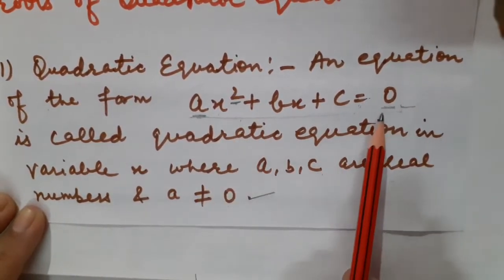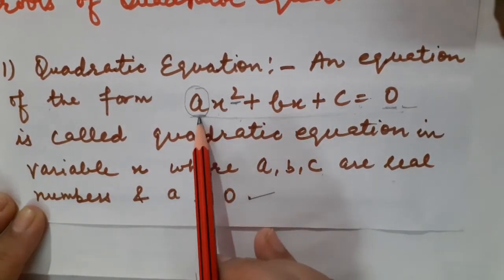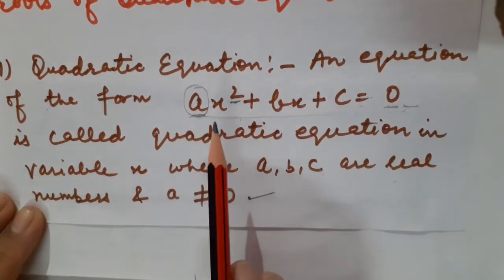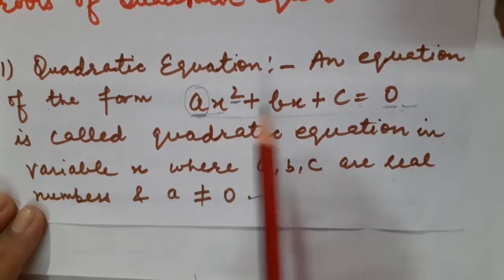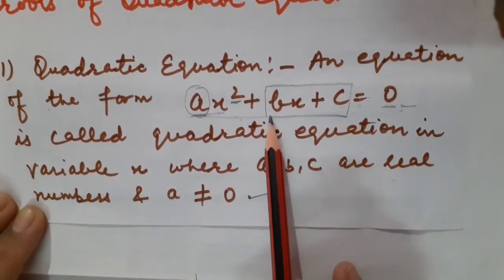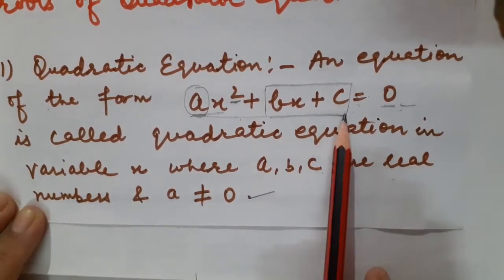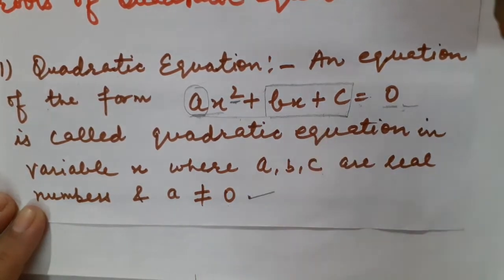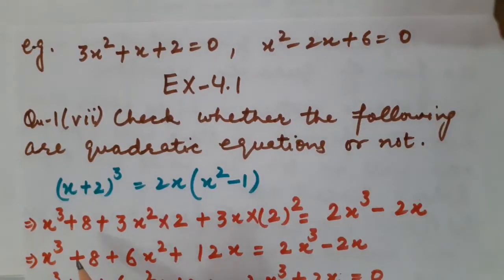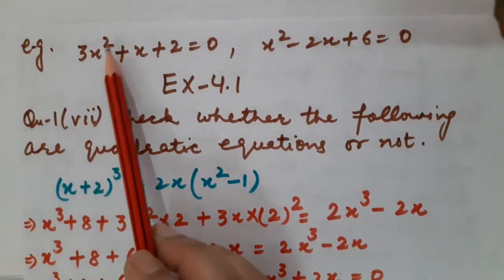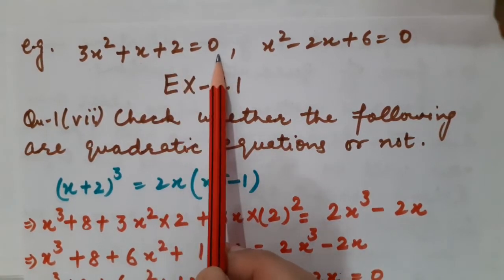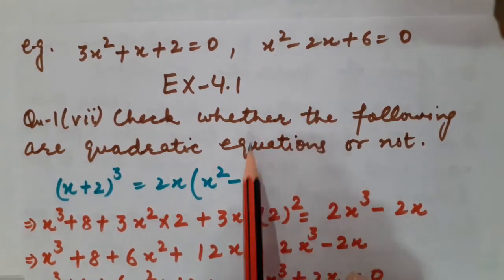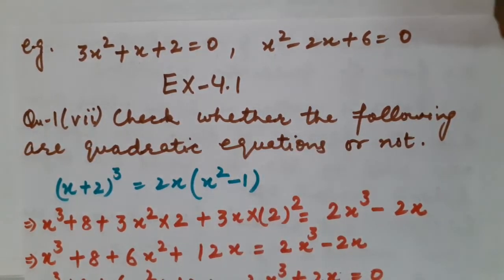Fine. So that's why, what is the name of this generalized form of an equation? That is quadratic equation. But make sure that the numerical coefficient of x square can never ever be equal to 0. Why is it so? Because if it becomes 0, then definitely the equation will become bx plus c, which will never ever be called a quadratic equation. It will become a linear equation. Correct, children? Now, some examples of quadratic equation are 3x square plus x plus 2 is equal to 0, and x square minus 2x plus 6 is equal to 0. Children, you can write as many examples of quadratic equation as you want.